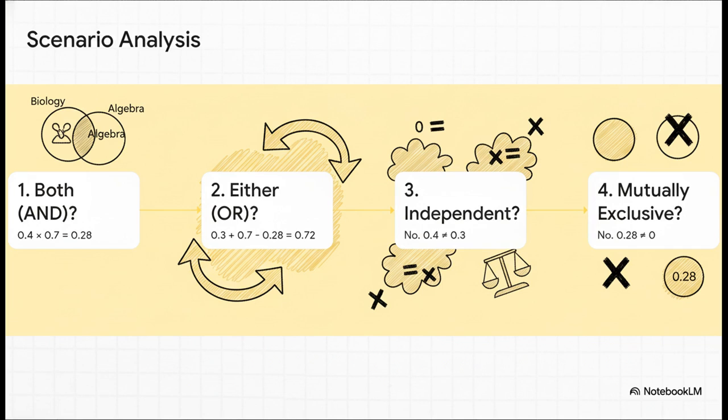Third, are these events independent? Well, the probability of taking algebra is 0.3, but if we know the student is taking biology, that probability jumps to 0.4. Since those numbers aren't the same, nope, they're dependent. And finally, are they mutually exclusive? Well, we already found the chance of taking both is 0.28. Since that's not 0, they are definitely not mutually exclusive.